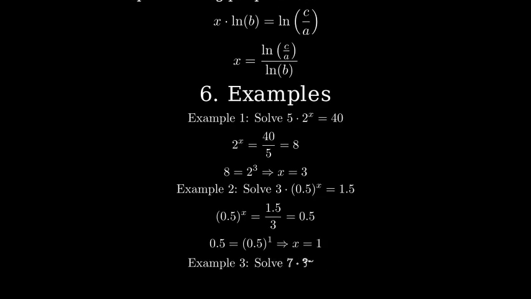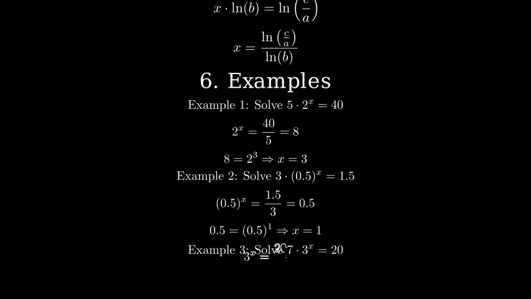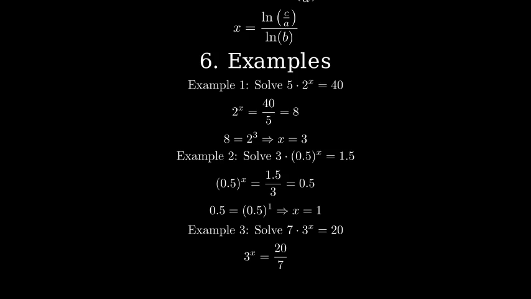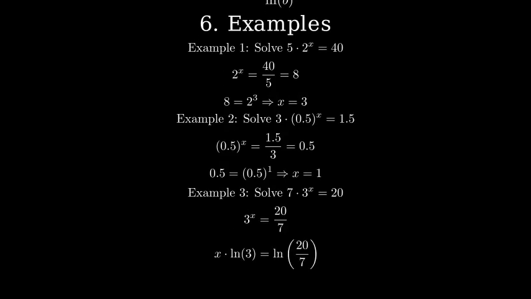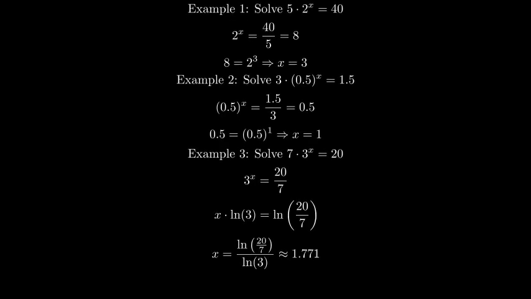Example 3. Solve 7 times 3 to the power of x equals 20. Isolating the exponential term, we get 3 to the power of x equals 20 divided by 7. Taking the natural logarithm of both sides, x times ln of 3 equals ln of 20 over 7. Solving for x, x equals ln of 20 over 7 divided by ln of 3, which is approximately 1.771.